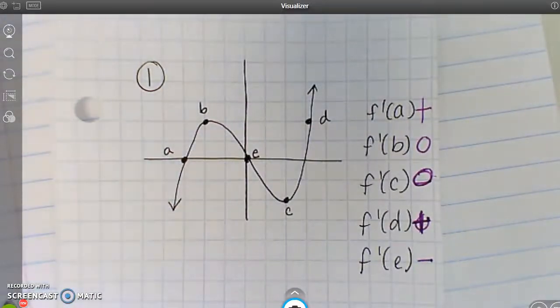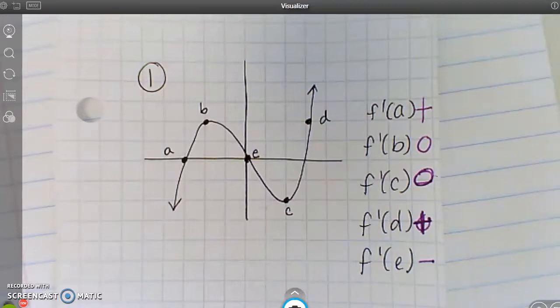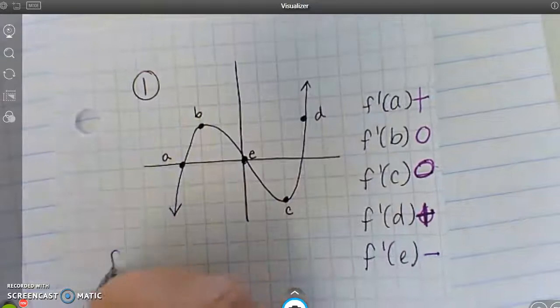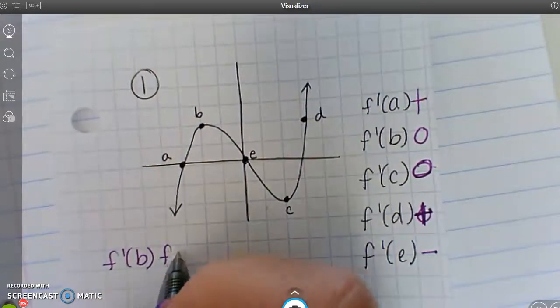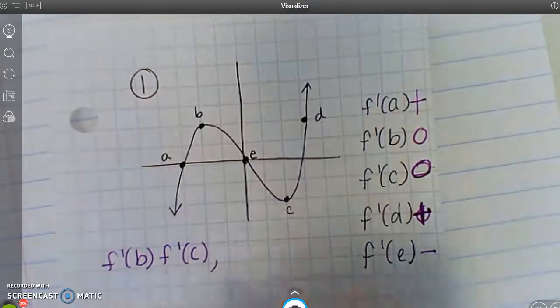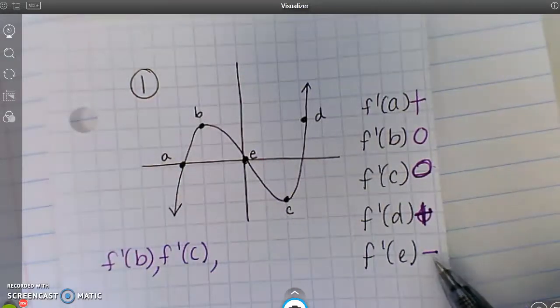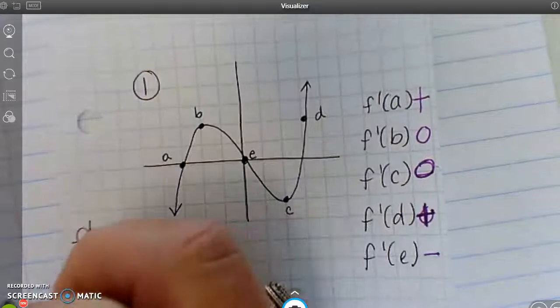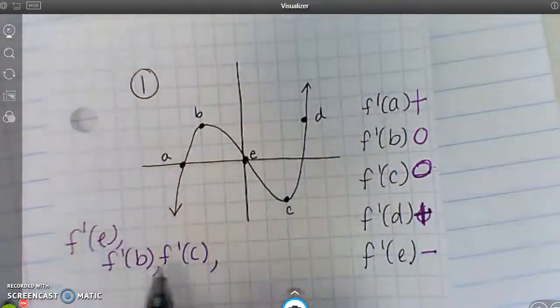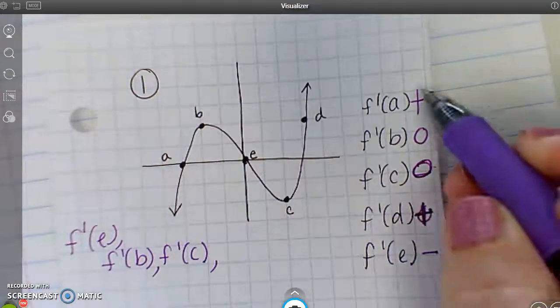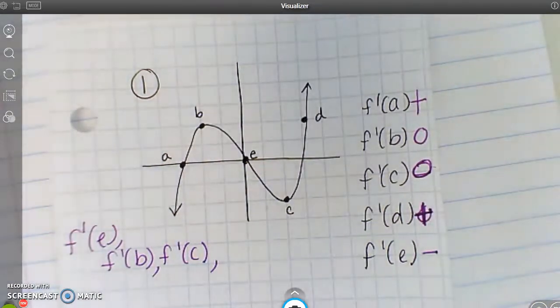Now, another thing that it might ask you to do is to put the derivatives in order from least to greatest. And when you do that, you don't actually have to find the tangent lines. You just have to compare them and figure out which one would come first and next and so on. So I know that if both of these are 0, they're going to come first, and it doesn't matter which one you would put first if they're both 0. Well, negative actually would come before that, so you'd have f prime of E, and then f prime of B, f prime of C. Then we have to compare what's going on at A and at D.